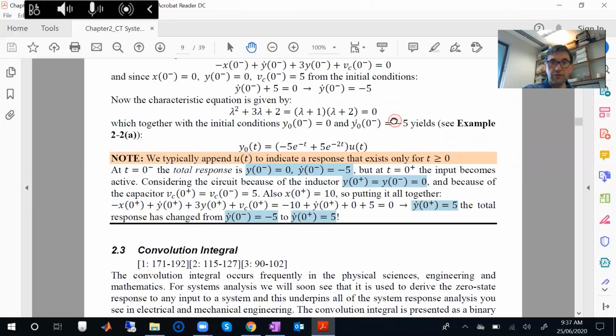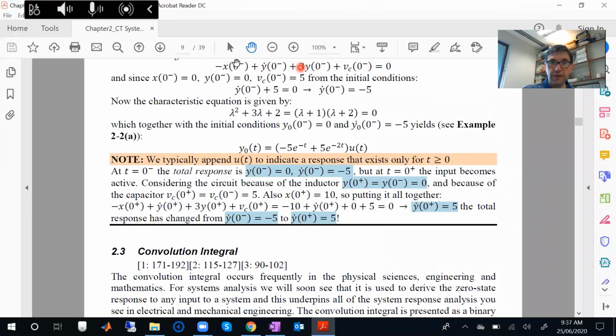So when we go back to this equation here and replace the 0 minus with 0 plus, and plug in the values where this now is 10, this now is the same, which is 0 as it was before. This also is the same, which is 5. Because this is 10, this becomes plus 5. Compare that with that. So you see what's happened. One of the initial conditions at least has changed from -5 to 5.